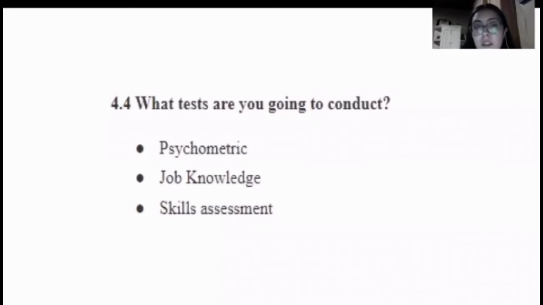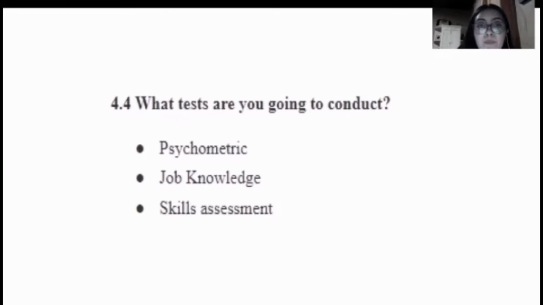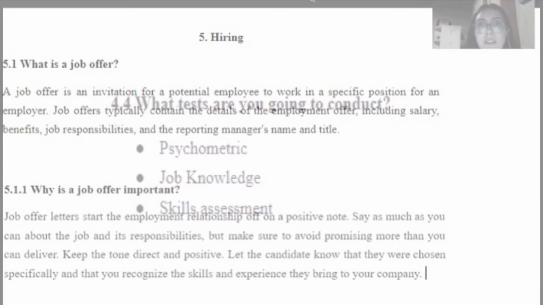The proposal two is an accountant, and here we're looking for someone who has the responsibility of auditing financial information, with strong analytical and problem-solving skills and maybe with a bachelor's degree in finance. The tests that we're going to conduct are psychometric, job knowledge, and skill assessment.